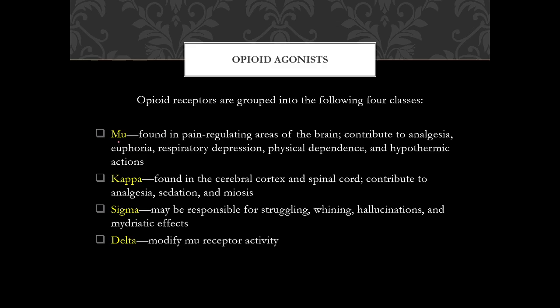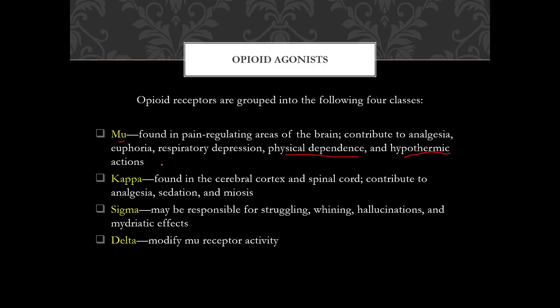So the mu receptor contributes to pain relief, euphoria, respiratory depression, and physical dependence. So this is a problem. Okay, so you are physically dependent on opioids if you overdo it, right? And it can cause hypothermic reactions, so it can reduce the body temperature.